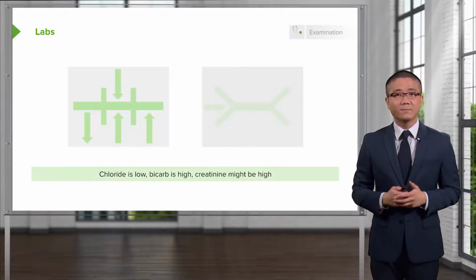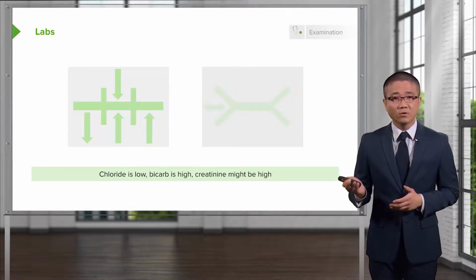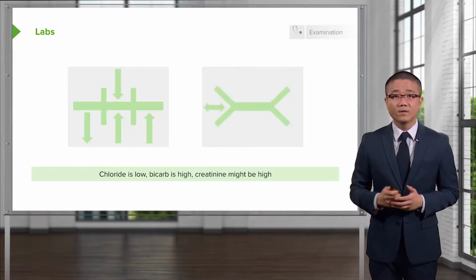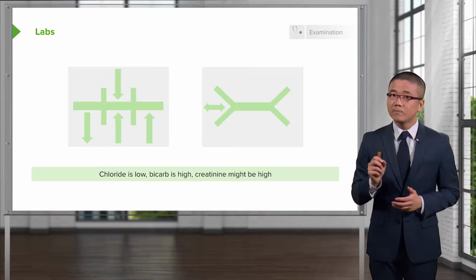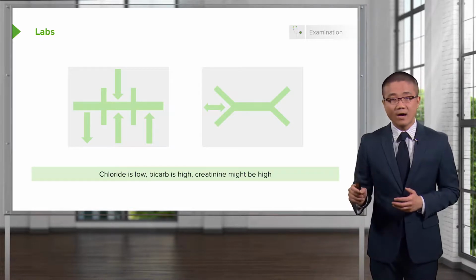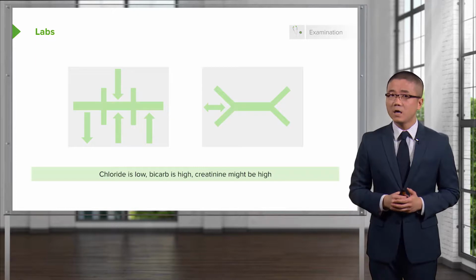Let's take a look at the labs. Common chemistries one might find: decrease in the chloride, increase in the bicarb, increase in the creatinine. Maybe not any changes in the white blood cell count. Typically, unless there's intestinal ischemia or compromised bowel, the white count is typically normal.